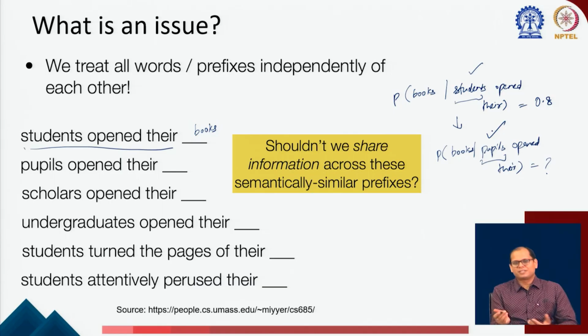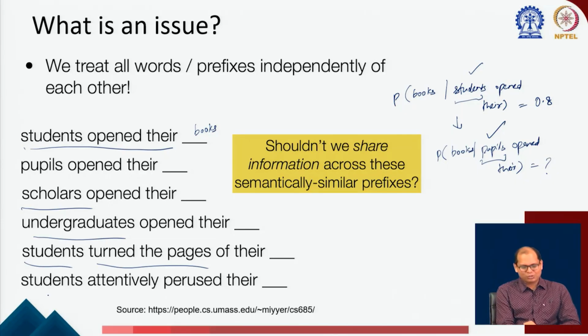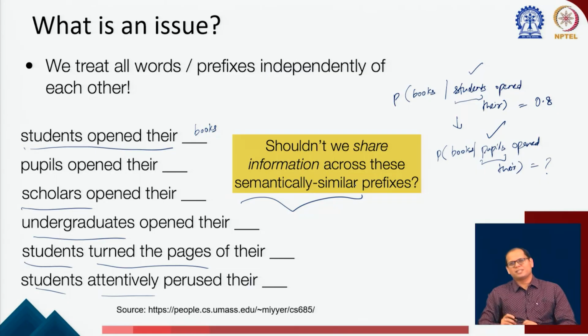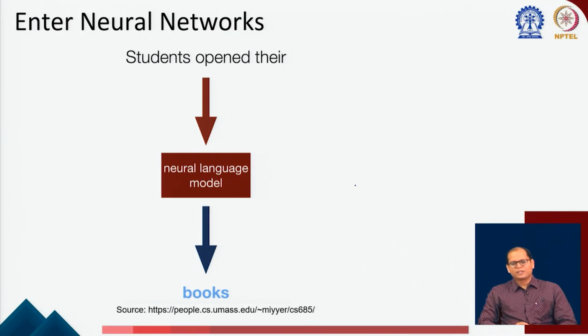You may have different synonyms like scholars open there, undergraduates open there. You may have, instead of opened, students turned the pages over there, students attentively pursued there. So you may have a different variety of context in language, but whatever you learn from one particular context would not be transferable. So now, how do we share the information across these semantically similar prefixes? That is the major problem, and that is where the neural models help us in achieving generalization. That is what we want to achieve.